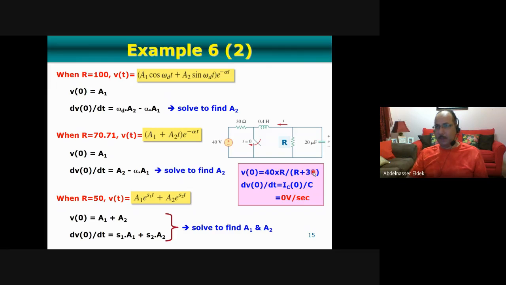So you calculate v of 0. This is A1. Then you substitute here by A1, and alpha and omega d. So what you need to do is just calculate A2. You have here dv by dt at t equals 0 is 0. Then you substitute this value in this equation, and then you calculate A2. Same for this one here. When R equals 70.71, which is critically damped, you use this equation to calculate A1, and then you substitute here to calculate A2. For the overdamped, you have to solve two equations in two unknowns.